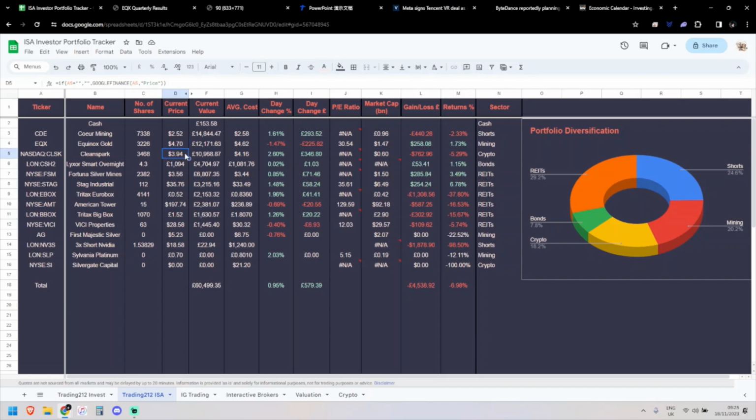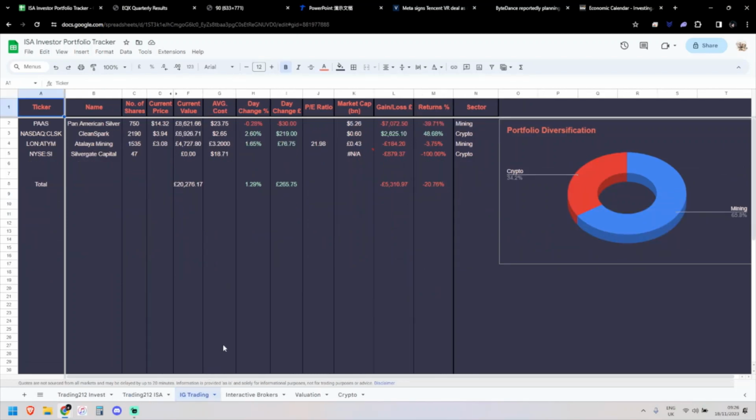CleanSpark $3.94, still waiting for the Q3 earnings. Not quite sure why that's so delayed. Hoping it isn't because it's bad news, but that's still bumbling around while Bitcoin is fairly flat. Yeah, still got 4,700 in cash. Not seen too much since everything went up that I wanted to spend that on. And the REITs are doing pretty well. Tritax Eurobox up to 52p. That got down to the low 40s, so that's not too bad. Still heavily down because I'm not averaging down on these.